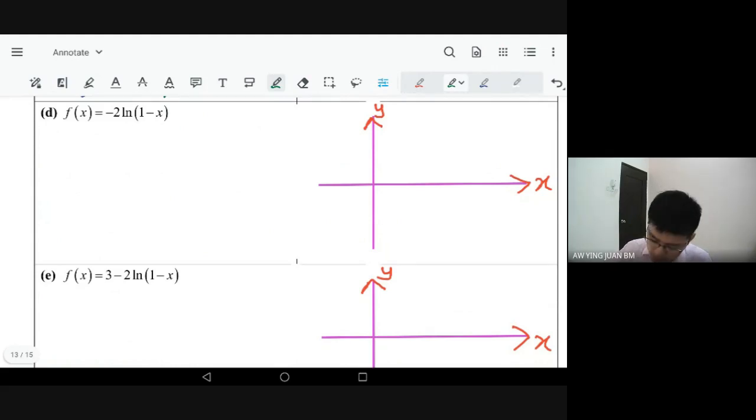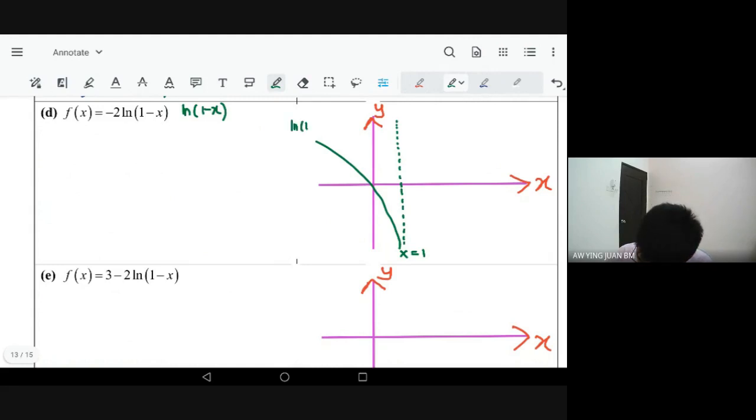Asas dia masih sama, iaitu mula-mula graf kita adalah ln bracket 1 minus x. Macam mana graf kita? Kita tahu ya, kita punya asymptote. Buat catatan ya, x is equals to 1. Dan asas kita untuk graf ln 1 minus x adalah begini. Betul? Asas kita. So ln 1 minus x. Sekiranya situasi ini telah berlaku, kita pun terima.